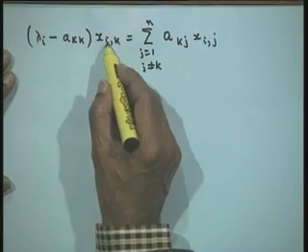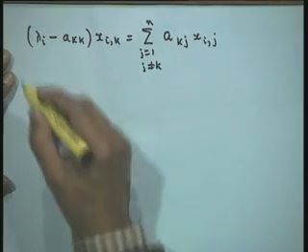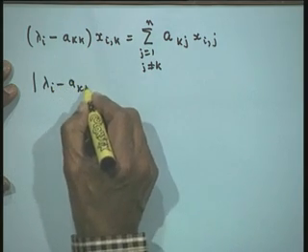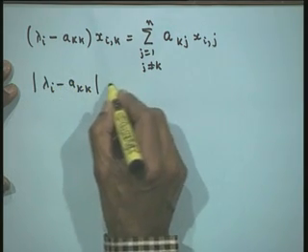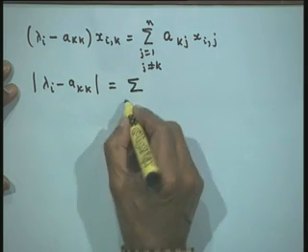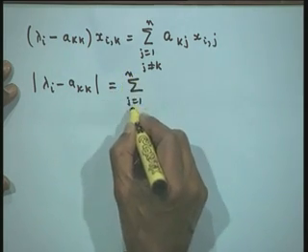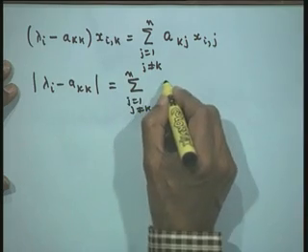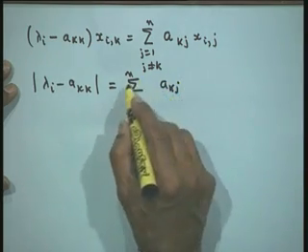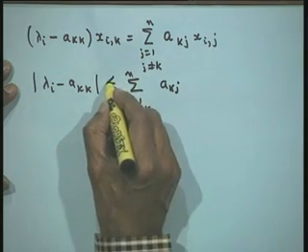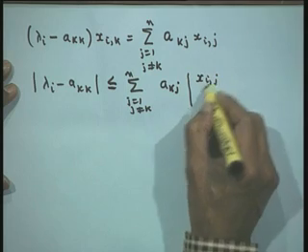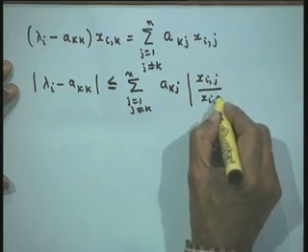Now I divide by this x_ik and then take the magnitude of it. So I can write the magnitude of lambda_i minus akk as equal to the summation over j from 1 to n. Now if I take the magnitudes inside, I shall insert less than or equal to, that is x_ij by x_ik.